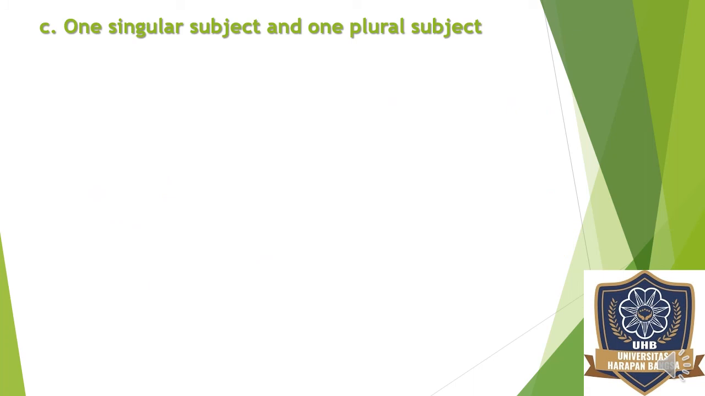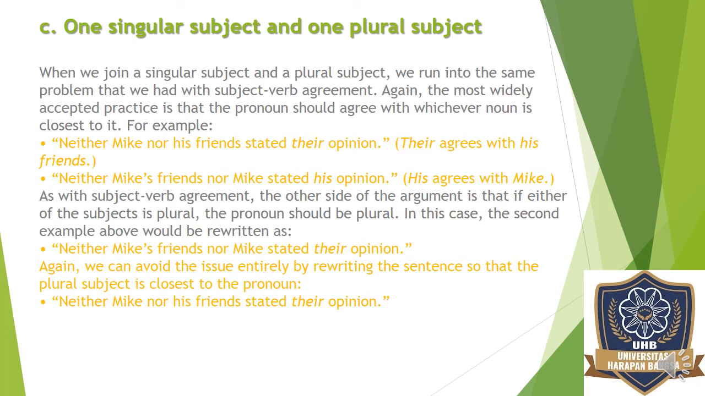One singular subject and one plural subject. When we join a singular subject and a plural subject, we run into the same problem that we had with subject-verb agreement. Again, the most widely accepted practice is that the pronoun should agree with whichever noun is closest to it. For example, neither Mike nor his friends stated their opinion. In this sentence, their agrees with his friends. Jadi bukan mengacu kepada Mike, tapi their-nya mengacu kepada his friends.